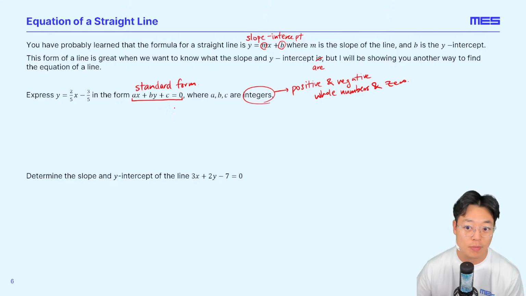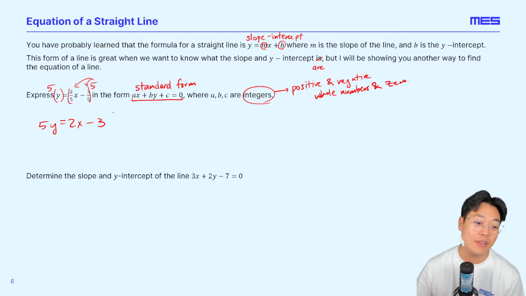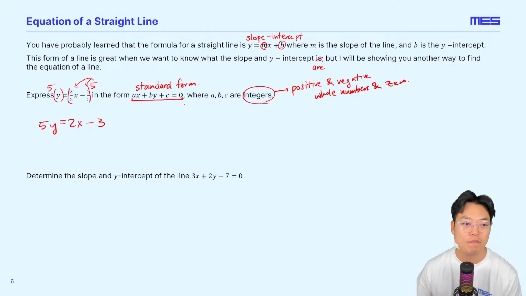Well, I need all of them to be integers. So the first thing I'm going to do is multiply both sides by the denominator, which is 5, the least common multiple of the denominators. Thankfully, both denominators are 5, so I can distribute this 5 to both. Now I have 5y is equal to 2x minus 3, and I can move everything to one side to make ax plus by plus c equal to 0.